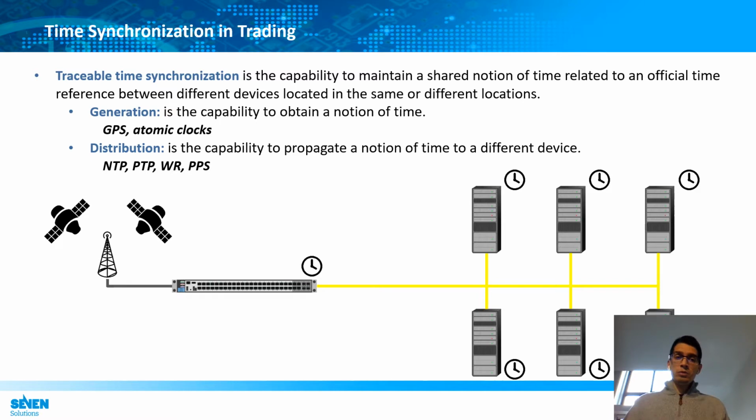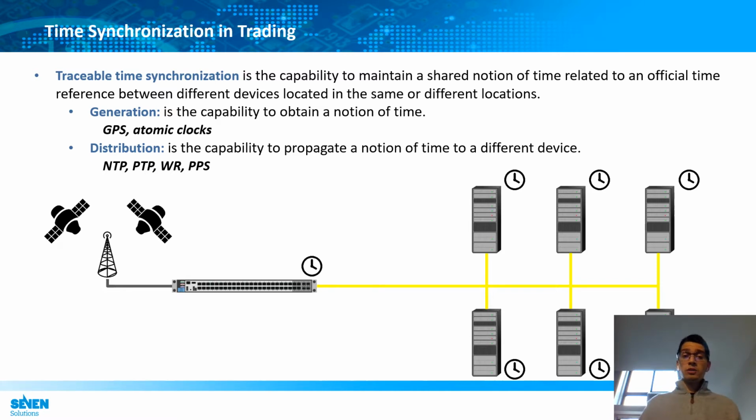In order to do so, they use both generation and distribution of timing. Generation will be the way to retrieve a notion of time using, for example, GNSS receivers, so they can have an official time source or an official notion of time that they can compare their own trading to. And at the same time, they will also keep atomic clocks to have a backup in case the GNSS receivers are not working properly anymore.